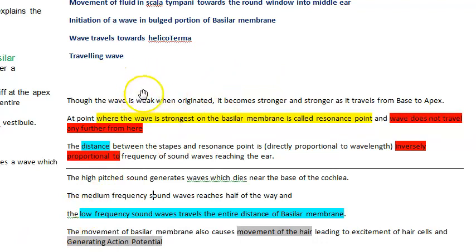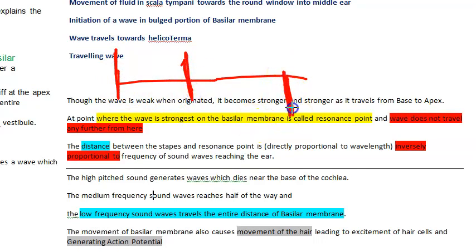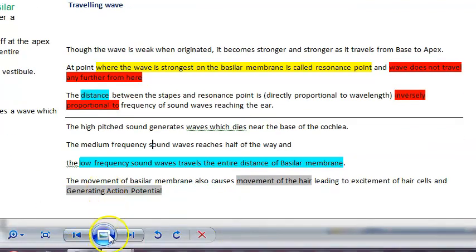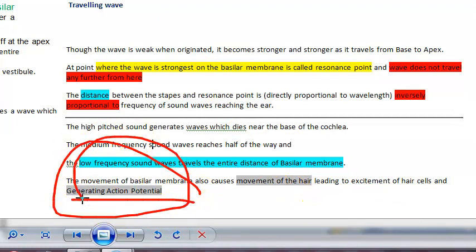So a high-pitched sound generates the waves near the base of the cochlea, correct? So high frequency here, medium frequency somewhere midway, and low frequency will travel the entire distance of the basilar membrane. Finally, what should happen? The hair cells will move and there will be generation of action potential. This is the main thing. Then from here you will have to explain. It will go where? Hearing.